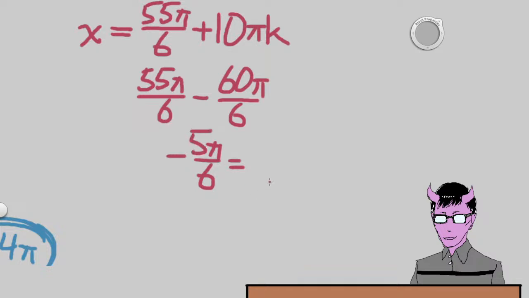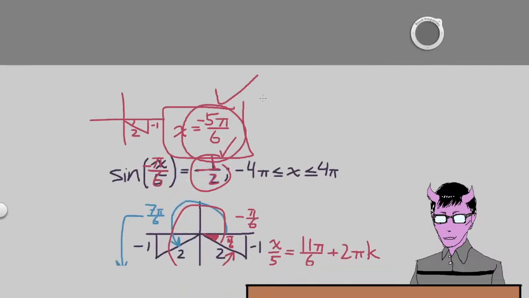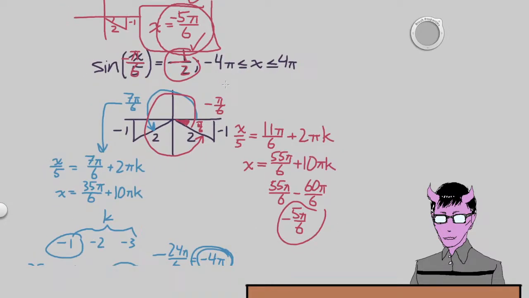So we have negative 5 pi over 6. No simplification to be done here. Yeah, so this would be consistent with what we've gotten before. Consistent. Okay, I just want to double check that.